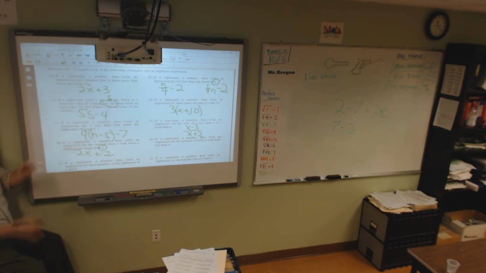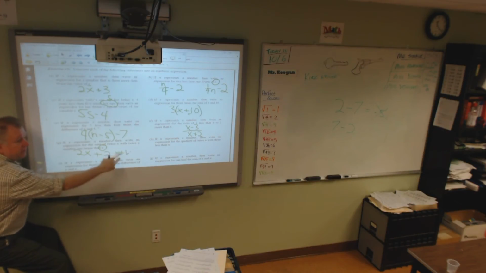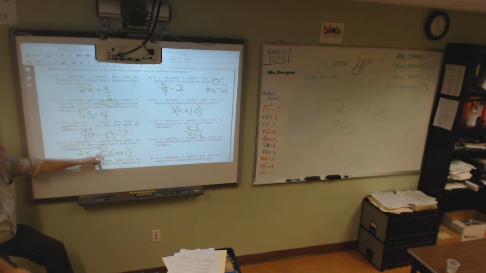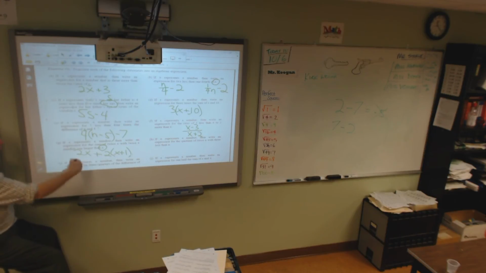Well, you said a number. If the number is x, what's 1 bigger than x? x plus 1, right? But we have to multiply this times that whole thing, so I have to use parentheses. 2(x plus 1). You could then distribute if you want, then you can combine like terms. We won't bother for this, but let's just look at it.